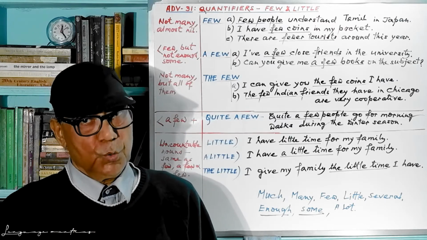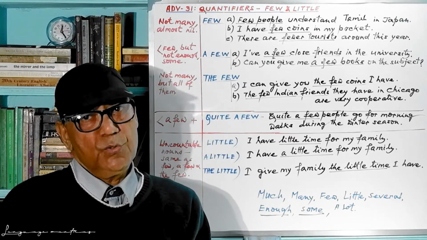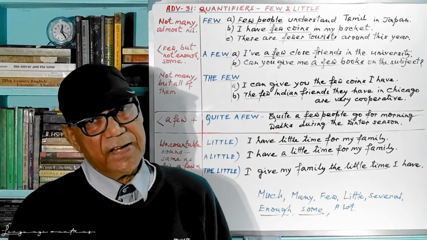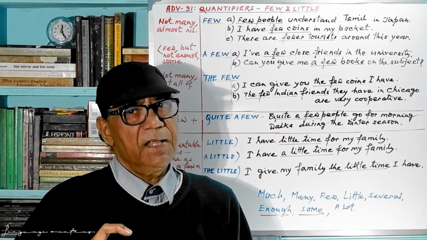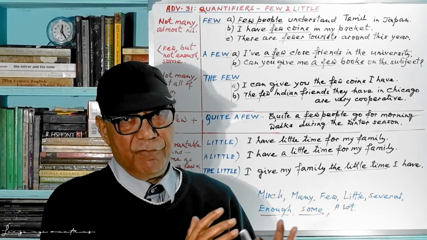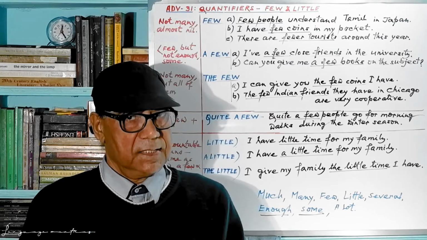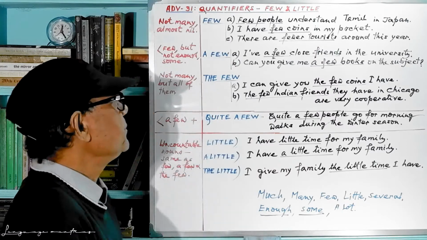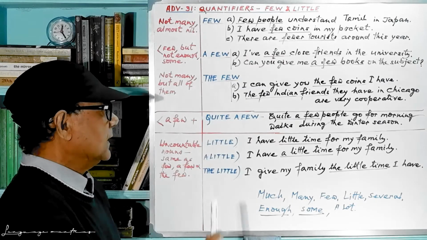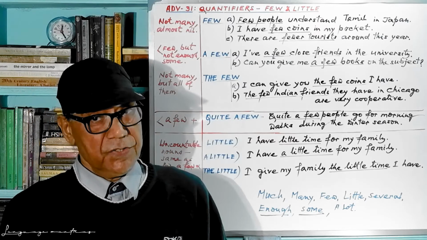Because few and little, these two words have almost similar meaning, and another reason is that they refer to similar variants also. What are those variants? Few, a few, the few, and little, a little, the little. Let's see. Few, a few, the few, little, a little, the little. And what is the difference?